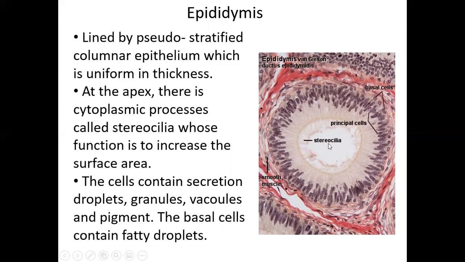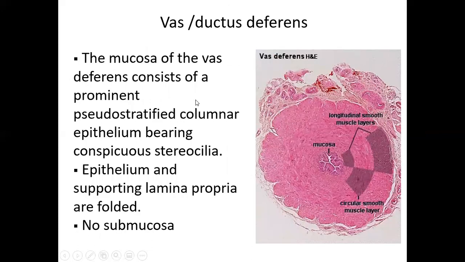At the apex here we have the cytoplasmic processes known as stereocilia, and the function of the stereocilia is to increase the surface area. The cells contain secretion droplets, granules, vacuoles, and pigment. And the basal cell, you see here, contains fatty droplets. That is the epididymis.